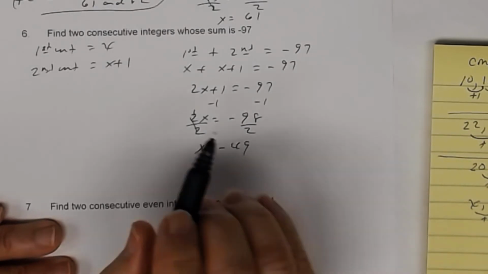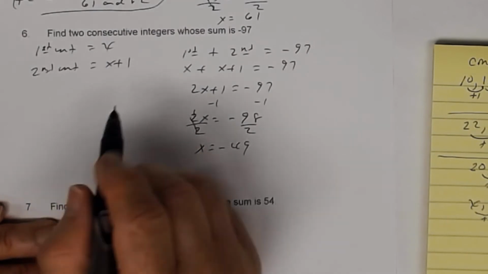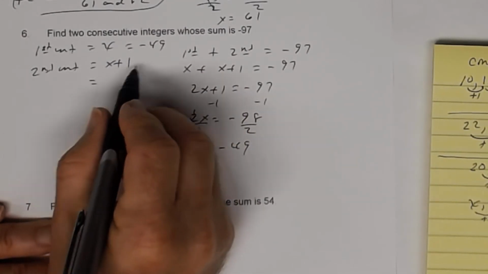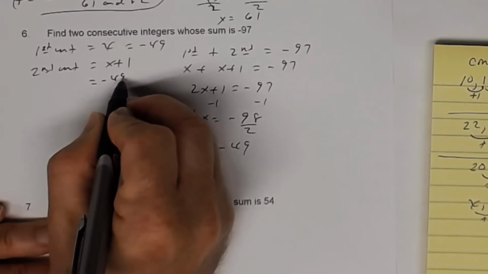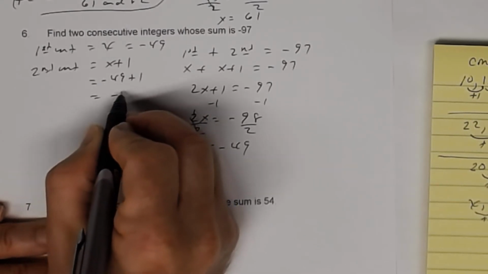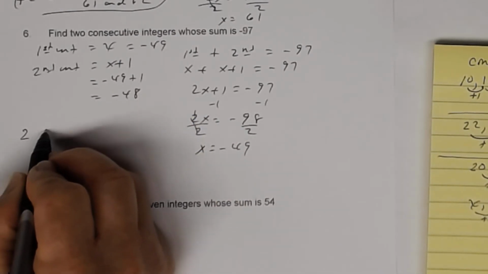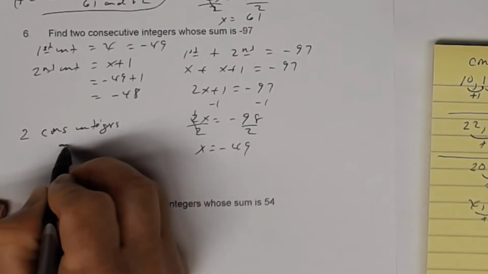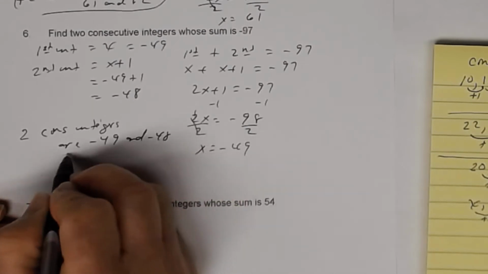All right, now let's answer the question. So you want to find those two integers. So my first one's negative 49, right? My second one, now be careful, you're dealing with negative numbers here. Negative 49 plus 1 is a negative 48. All right, so the two consecutive integers are negative 49 and negative 48.